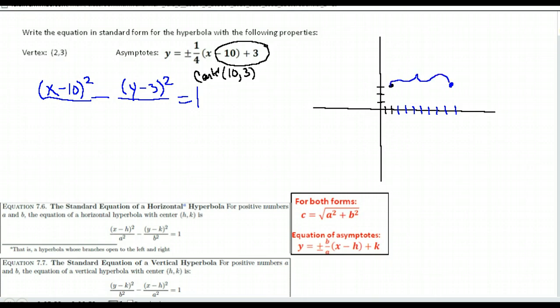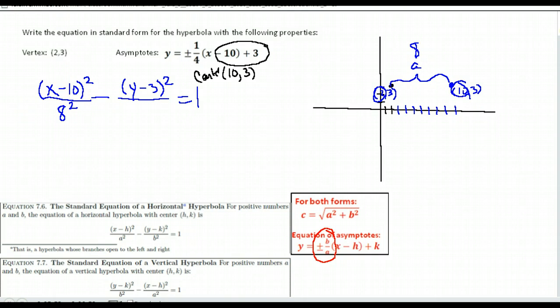Well, a is our horizontal distance here from the center to a vertex. So it's the distance from the point 10, 3 to the point 2, 3. Okay, so how far is it from 2 to 10? It's a distance of 8. So I know a is 8. So we put 8 squared underneath our x there. Now we want to find our value for b.